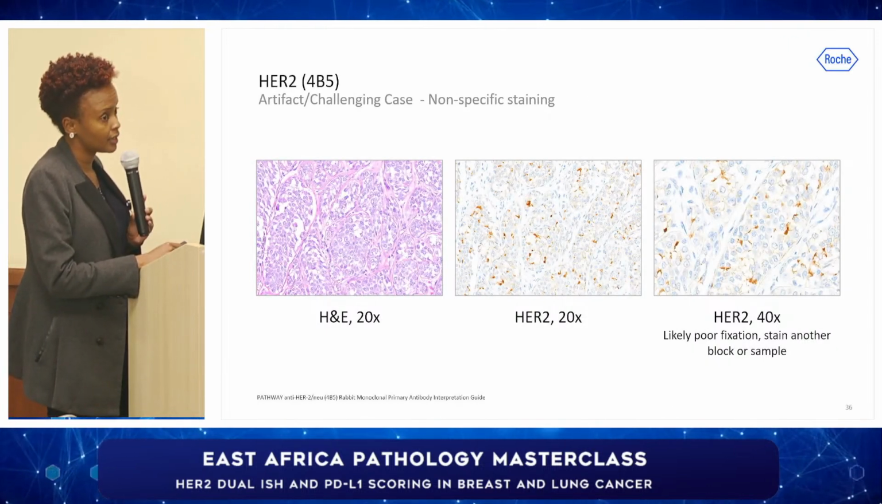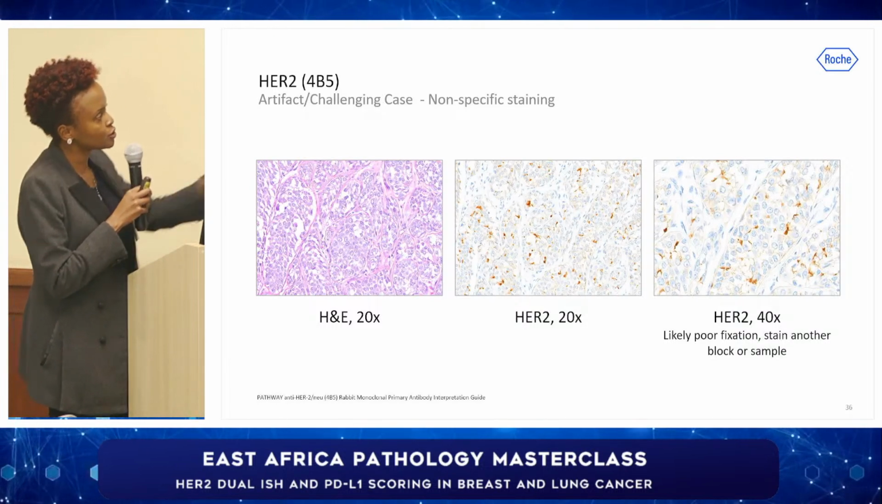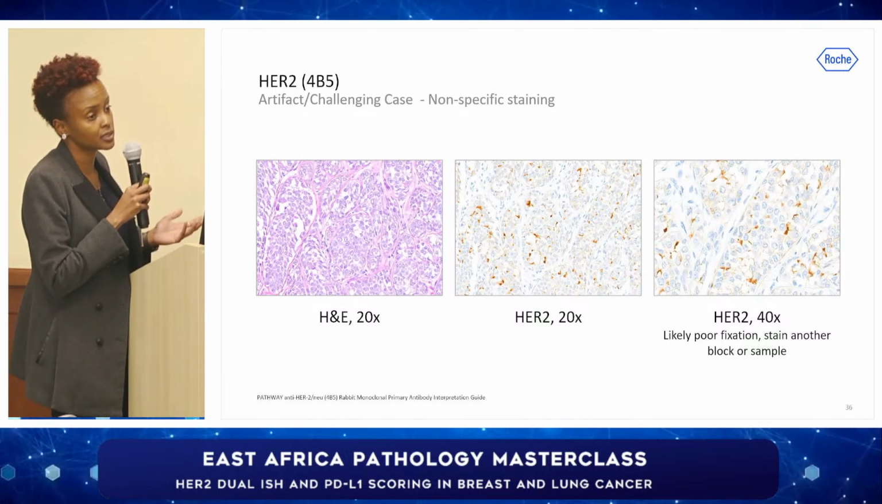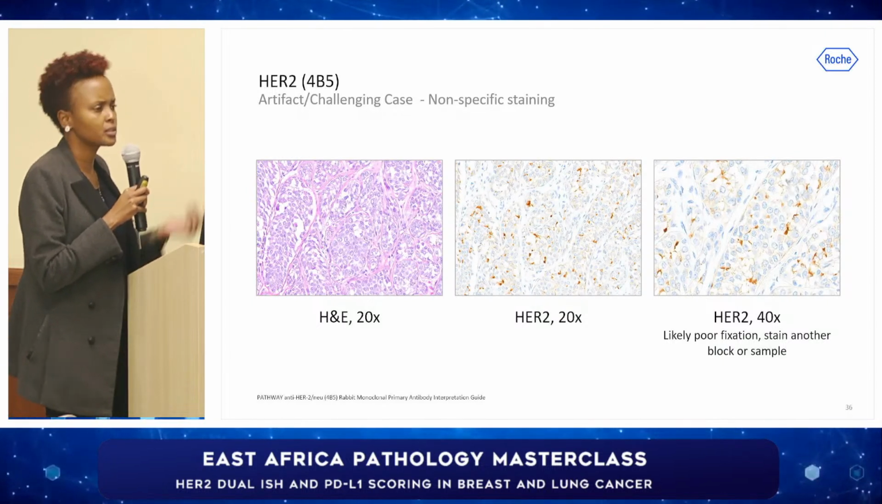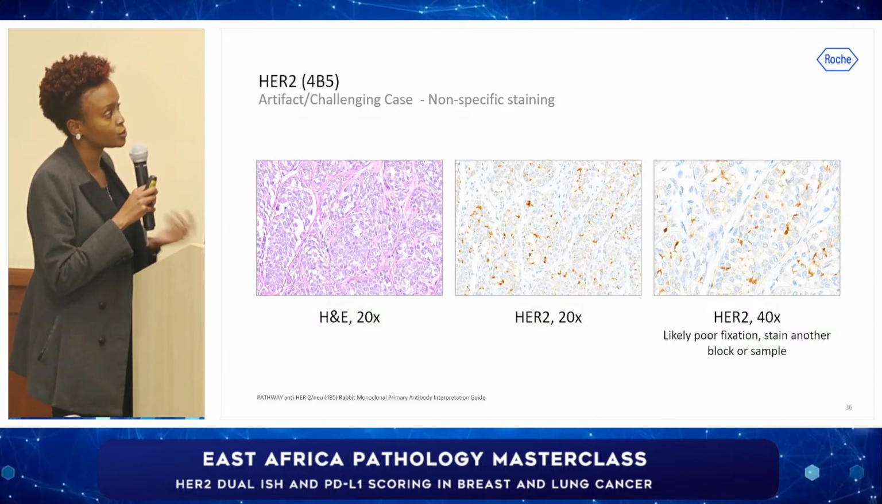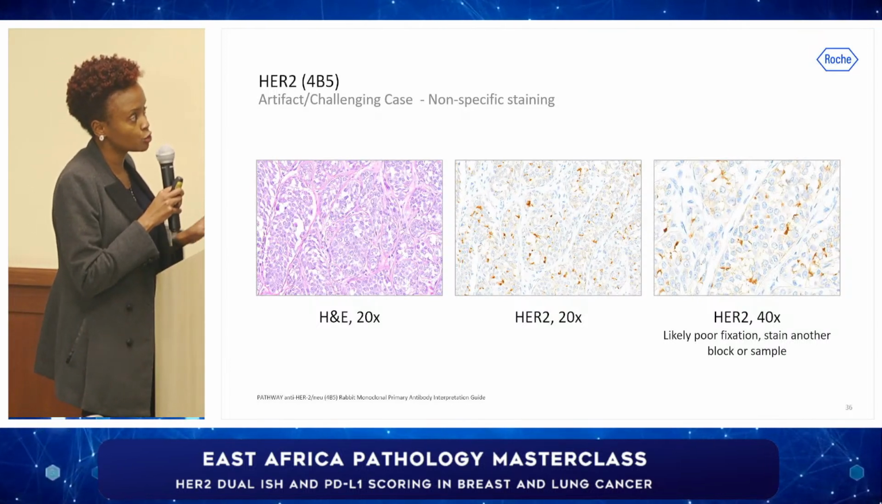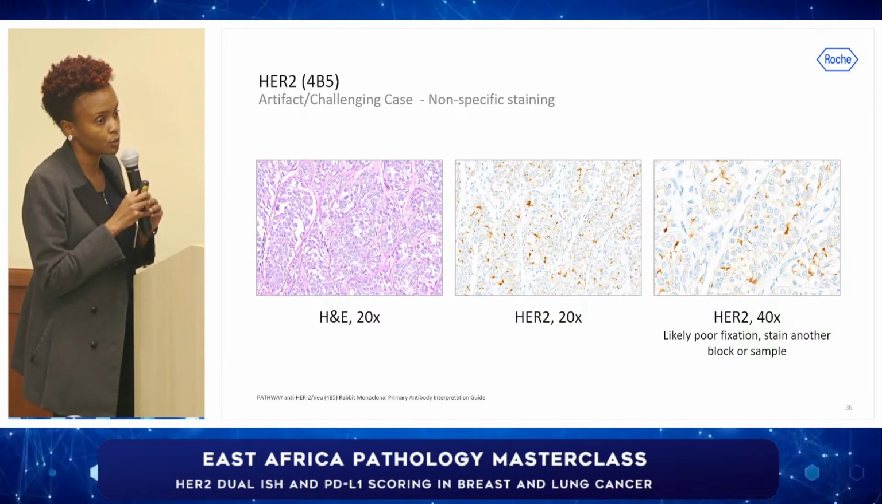Non-specific staining can also occur. So on this particular image, if you adjust to assess at power 20, you might be inclined to call this a 1+, right? But when we go down to higher power, you notice that there's quite a bit of background staining as well as cytoplasmic staining, okay? So this is likely due to poor fixation, and the recommendation is to repeat on another block or sample.